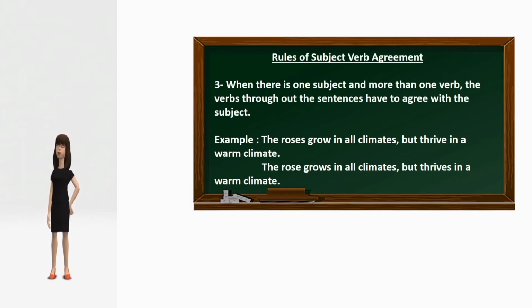Let's move to another rule of subject-verb agreement: when there is one subject and more than one verb, the verbs throughout the sentence have to agree with the subject. For example, roses grow in all climates but thrive in a warm climate. In this sentence, we have used a plural noun, which is roses, and that is why we have to use a plural verb throughout the sentence. The rose grows in all climates but thrives in a warm climate. In this sentence, as you can see, we have used a singular noun, which is rose, and that is why we have used singular verbs, which are grows and thrives.